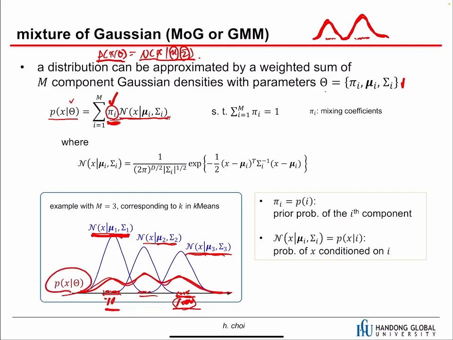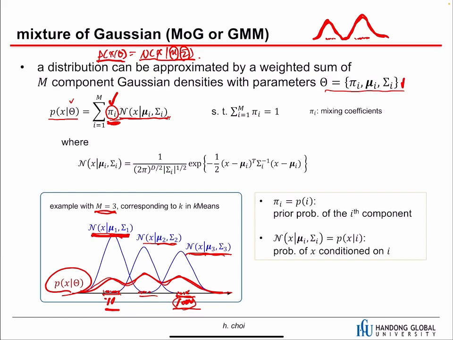And by the way, theta includes all the parameters, including pi sub i, mu sub i, and sigma sub i. Okay, and again, even in this case, we have to define the number of components in advance, as we did in the k-means algorithm. In the k-means algorithm, we defined k first, and then we actually get the clusters. Likewise, in this case, we define m, the number of components.